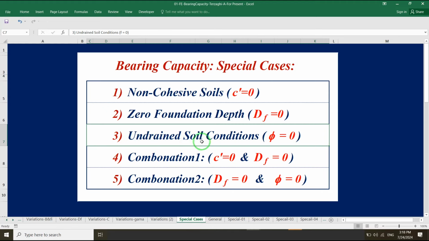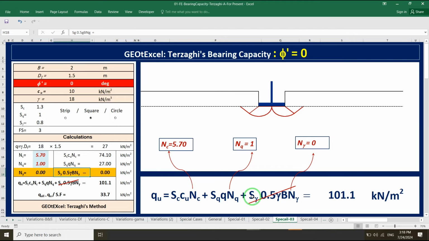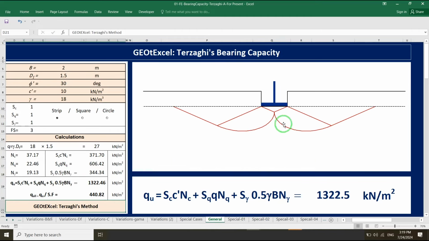Three, undrained soil conditions. Phi' equals 0. In this case, S gamma half gamma B N gamma equals 0 because N gamma equals 0, NC equals 5.70 and NQ equals 1. In this example, you can see the ultimate bearing capacity equals approximately 100 kilonewton per square meters. And in general, problem with phi' equals 30 degrees, ultimate bearing capacity equals 1322 kilonewton per square meters.